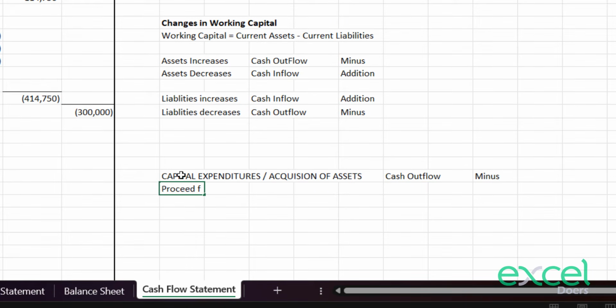Proceeds from sale of assets. So whenever you sell your existing, your old assets, you have cash inflows, and that you will add back in your cash flow, right? So there is an inflow of money in your pocket when you sell something, and there is an outflow of money from your pocket when you purchase something, right?